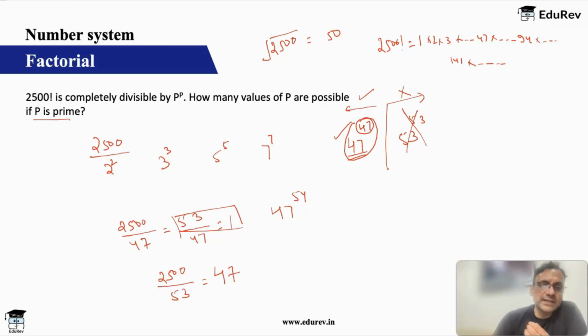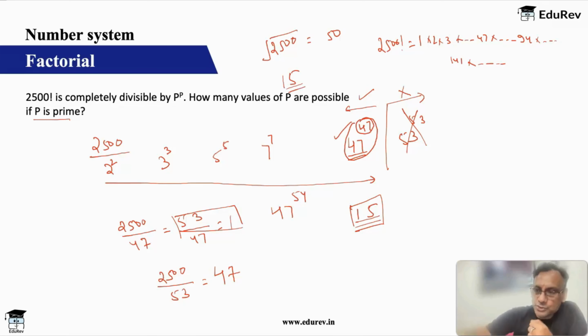Okay, so basically the answer is all prime numbers less than 50. And I hope you know that prime numbers less than 50, there are 15 such prime numbers. Okay, so the answer will be 15. Okay, so possible values of P are 15, which is 2, 3, 5, 7, 11, 13, 17, 19, 23, 29, 31, 37, 41, 43, and 47. Okay, so these are going to be your 15 prime numbers which satisfy this given condition.